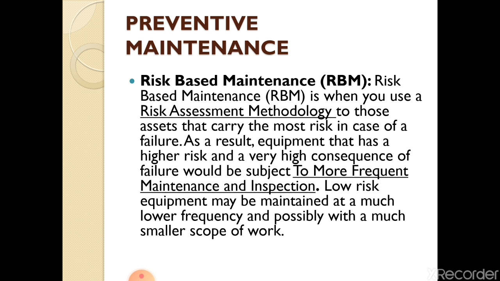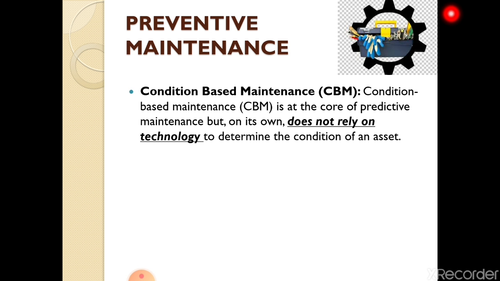As a result, the equipment that has a higher risk and very high consequences of failure would be subjected to more frequent maintenance and inspections. And low risk equipment may be maintained at a much lower frequency and possibly with a much smaller scope of work. So risk based maintenance is a methodology for determining the most economical use of maintenance resources. This is done so that maintenance effort across facilities is optimal to minimize any risk of failures. We'll move on to the next type, that is condition based maintenance.